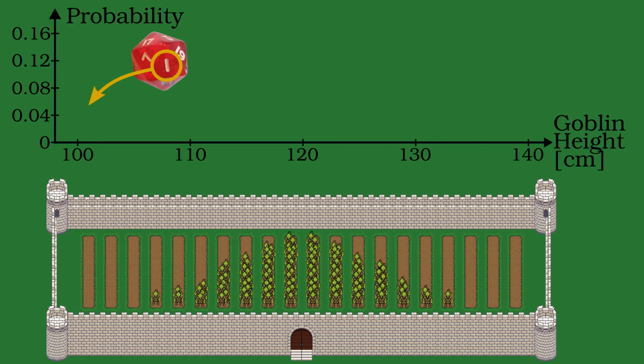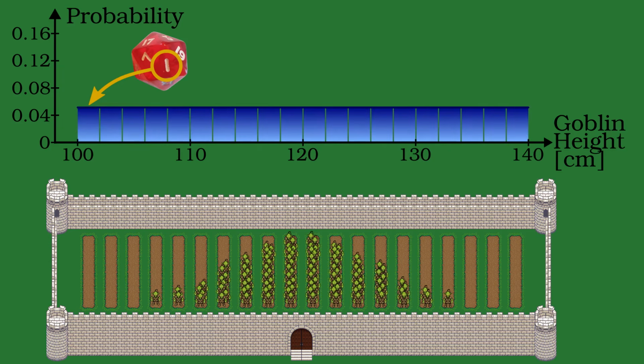The problem with this approach is that a fair die is just as likely to land on a 1 as it is on 10. It's therefore just as likely that a given goblin is really tall as he is to be of average height. But, as we've said, the average is much more likely. In other words, a die produces a flat, uniform probability distribution, while heights are meant to be normally distributed.